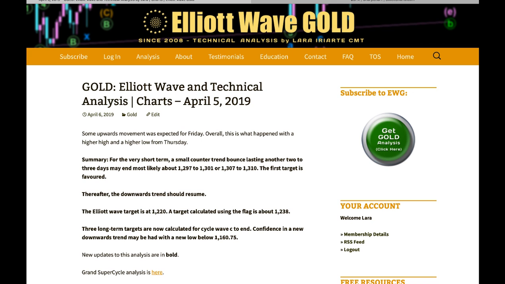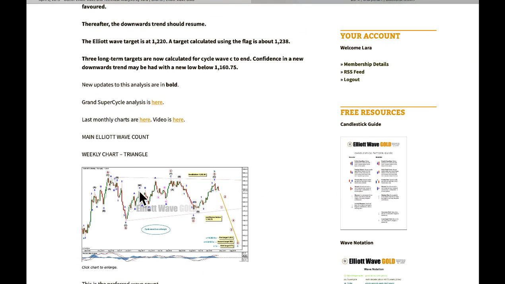For the very short term, I'm expecting a little counter trend bounce to continue for another maybe 2 or 3 days, most likely to end about 1297 to 1301. If it doesn't end there and it keeps going higher, the next target is 1307 to 1310. The first target is favoured. After this bounce, I am expecting the downward trend for gold should resume with strength. The next wave down should be quite strong.